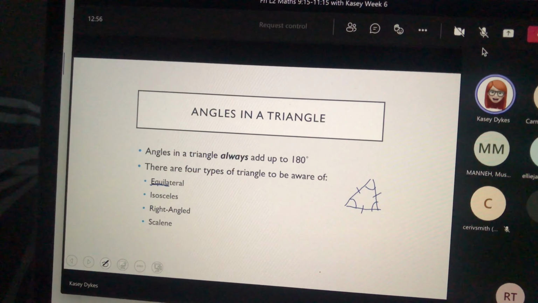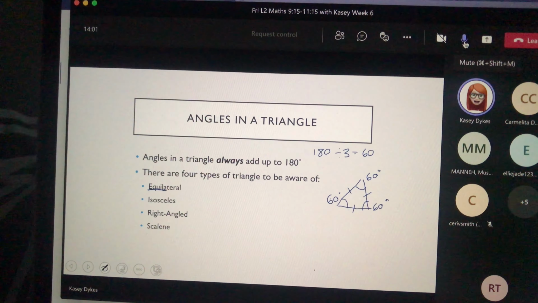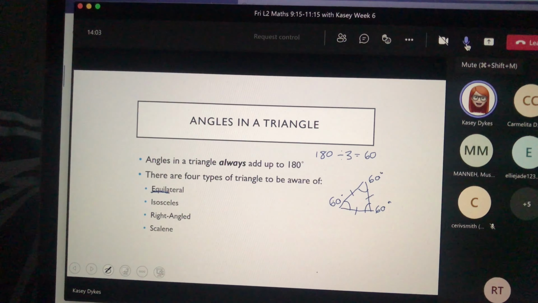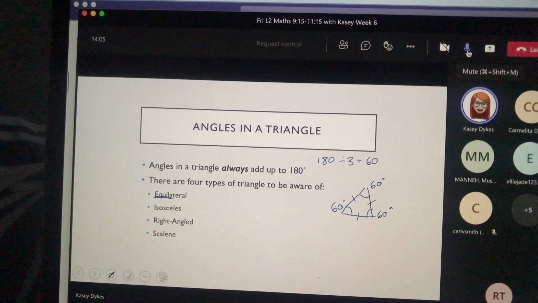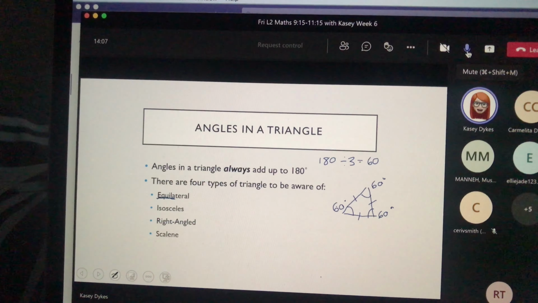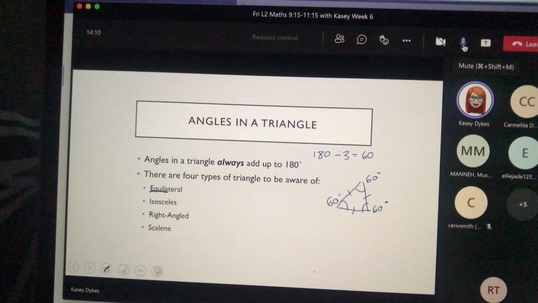So that's something that you need to remember as well, particularly because I have a question where that is going to come in handy later on in this PowerPoint. So there's a little hint for you. And that is for any equilateral triangle, it doesn't matter how big or small it is, any equilateral triangle will have all angles of 60 degrees.